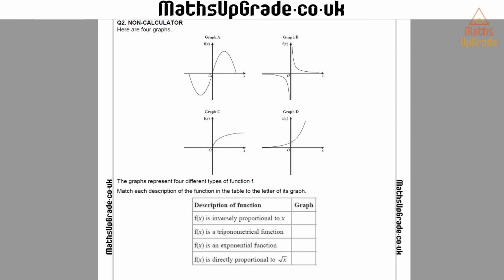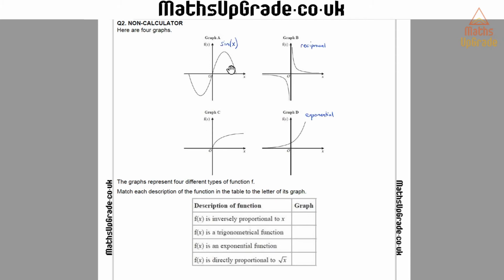Question 2. We're again given 4 graphs and we're given 4 descriptions of some functions. Okay, let's look at these graphs first of all. This graph here, you can see it's a curve and it looks like a trigonometric graph. This is actually known as the sin curve, so this is sin x. This graph here is a reciprocal graph. This graph D here, that's known as an exponential function. This graph here, you may not have seen this very often. This is known as a square root graph.